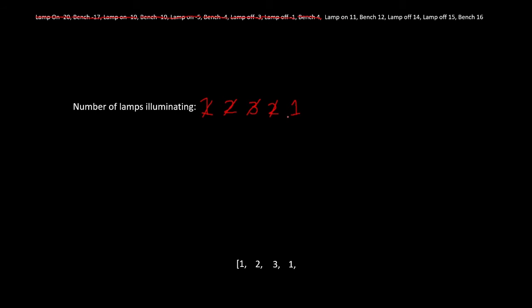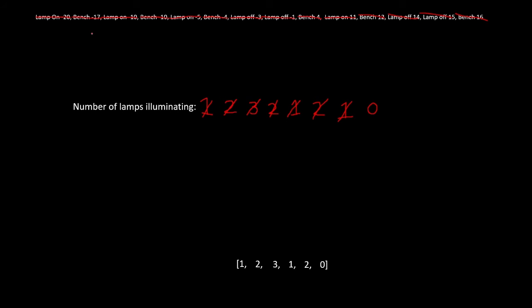We see another lamp on event, so we'll increase how many lamps are illuminating back up to 2 and process that event. We come across another bench event, so we see, okay, we had 2 lamps illuminating, we'll put that into our answer down here, and then we can process that. We have a lamp off event as our next one, so that will decrease how many lamps we have turned on back to 1, and process that event. We have yet another lamp off event, so that decreases how many lamps we have turned on to 0, and we process that. And then we have our final event, which is a bench event, and we see that when we encountered this bench there were 0 lamps turned on, so that's going to be our final index in the array there, and then we've processed that final event.